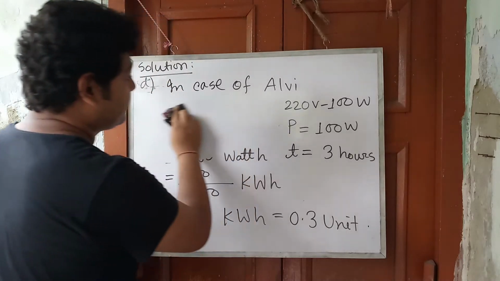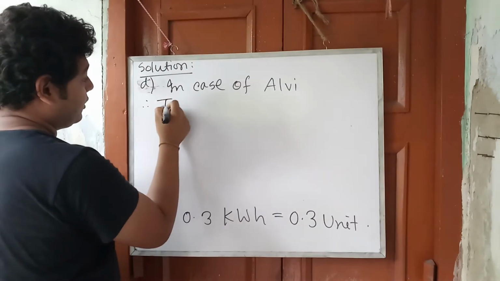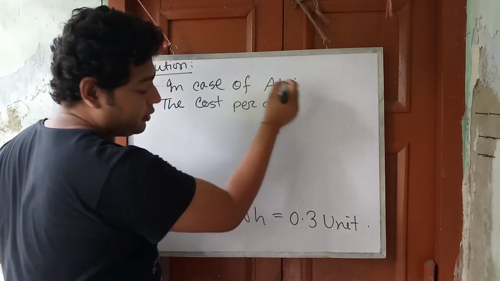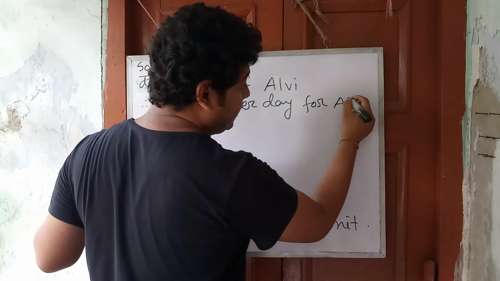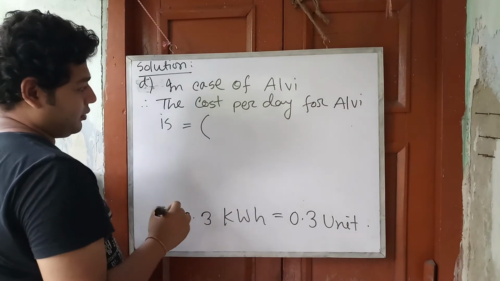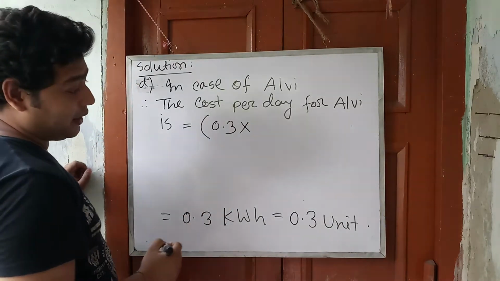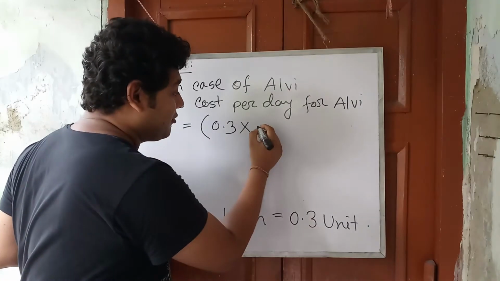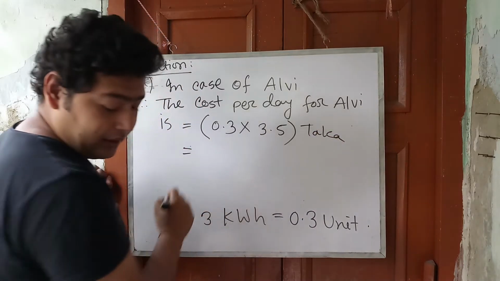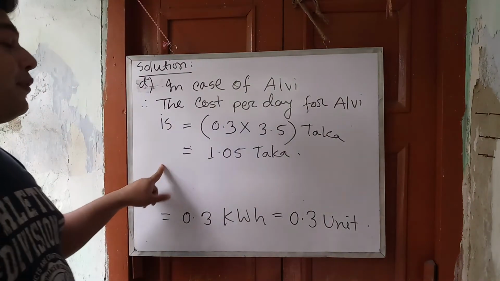Therefore, the cost per day for Alvi is equal to the use of energy 0.3 kilowatt hour, and the cost per unit energy is 3.5 taka. Then we get 1.05 taka. This cost is for Alvi.